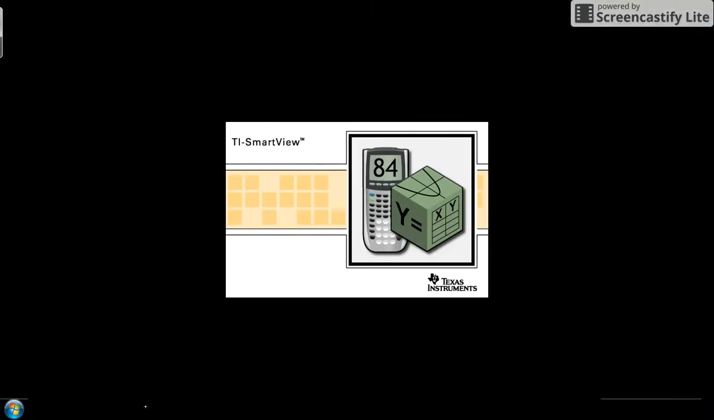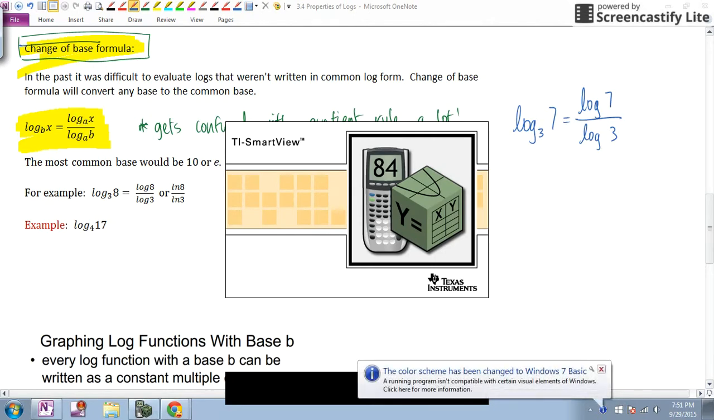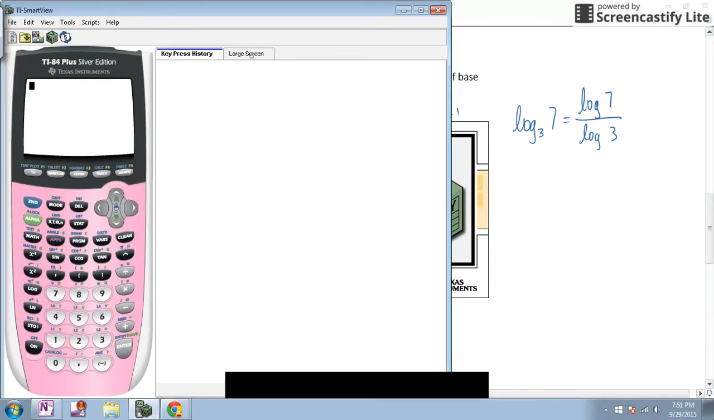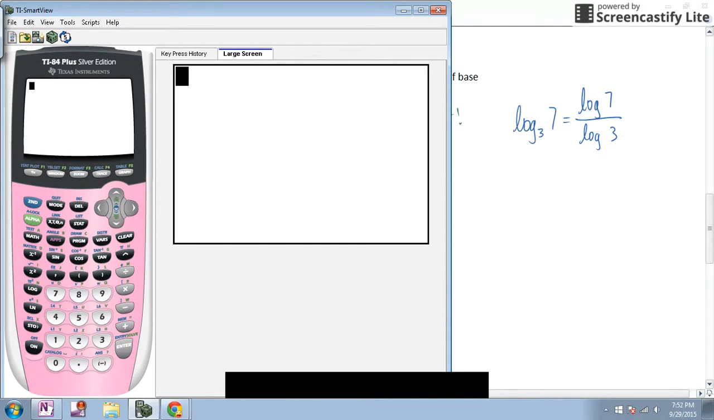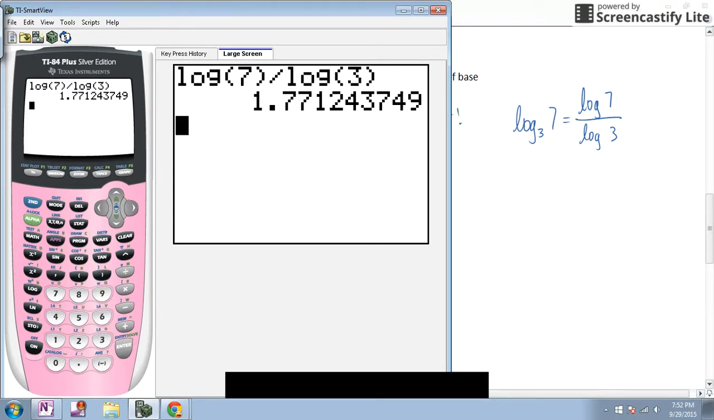And heck, I'm going to even fire up Sheila and show you what my answer is. So I know it's somewhere less than 2, right? So I would just go log 7 divided by, and maybe I should use the fraction button, but log 3, and that's called change of base formula. I changed it to base 10, and the answer is 1.77.